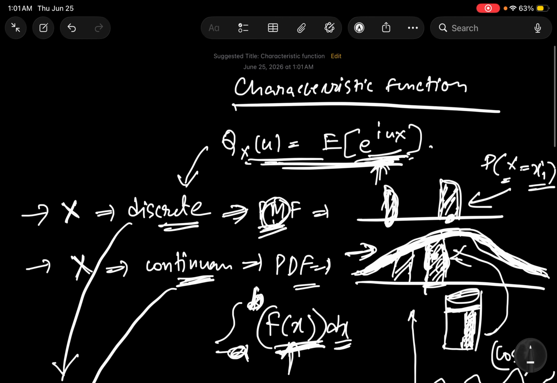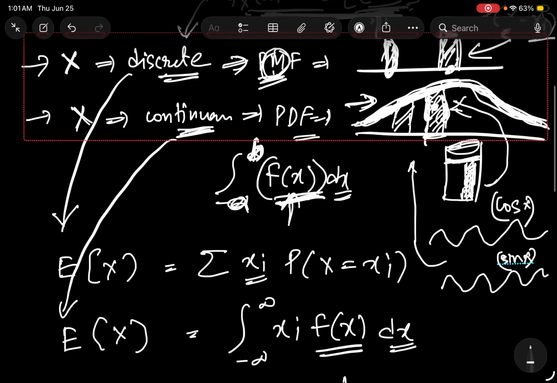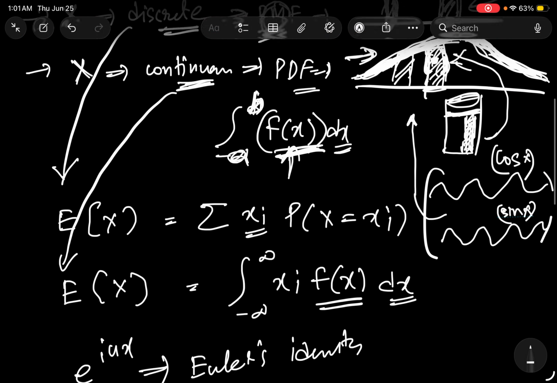So you can think of this characteristic function as preserving all the qualities of this probability distribution, but in a wave-like form, if you can think that way.